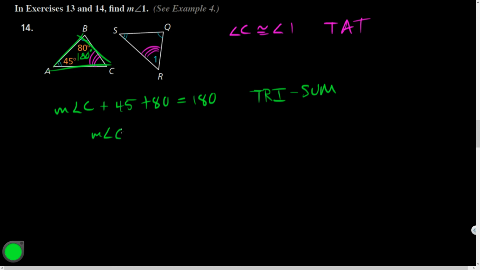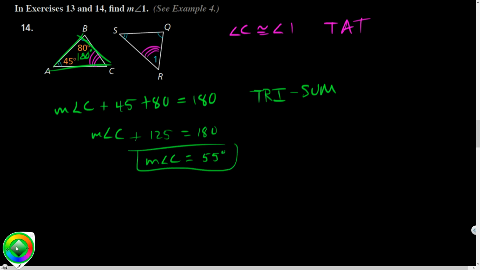So let's see, measure angle C. Let's see how well I'm good at the adding. 125? All right, and then subtract 125 from both sides, I get 55 degrees. And if measure angle C is 55 degrees, then I can throw that in for angle 1, substitution style. Right? So measure angle 1 is also 55 degrees. You didn't need to show all of the work. I just want you to know why the work works.